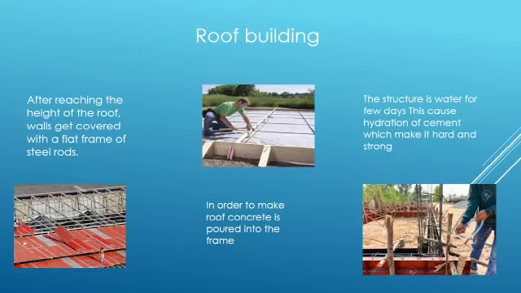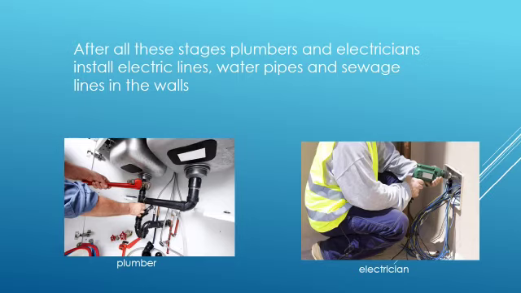After reaching the height of the roof, walls get covered with a flat frame of steel rods. In order to make the roof, concrete is poured into this frame. This structure is watered for a few days. This causes hydration of cement, which makes it hard and strong. After all these stages, plumbers and electricians get to work.